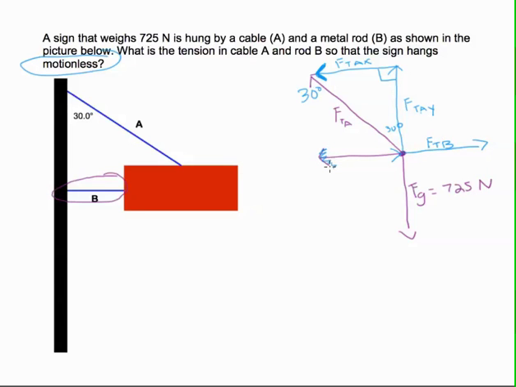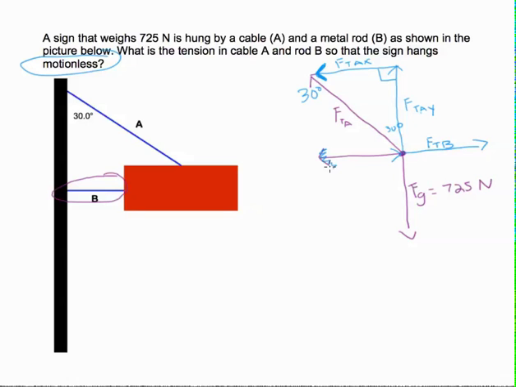Now, if you drew it pointing in the wrong direction, your math is still going to be correct and your answers are still going to be correct. But I know that some of you would have noticed this and not understood how this sign hung motionless. So I wanted to make sure that we could look at it and tell the direction of that force.